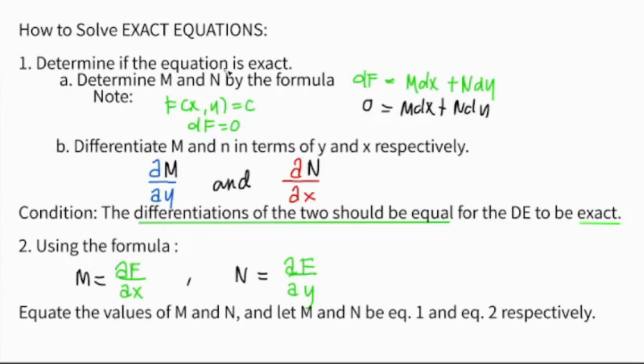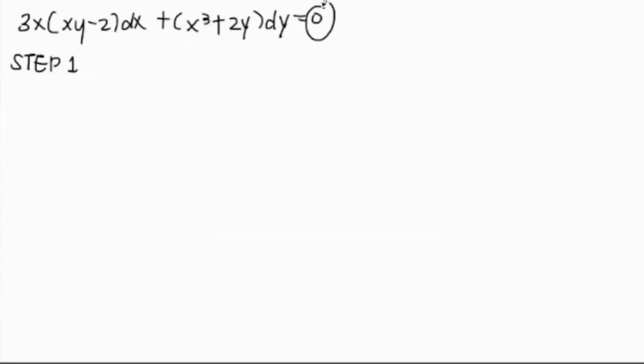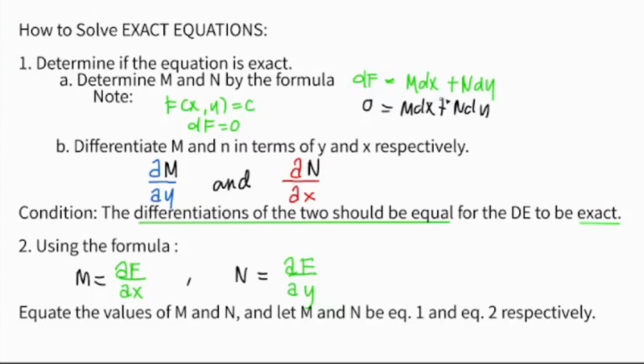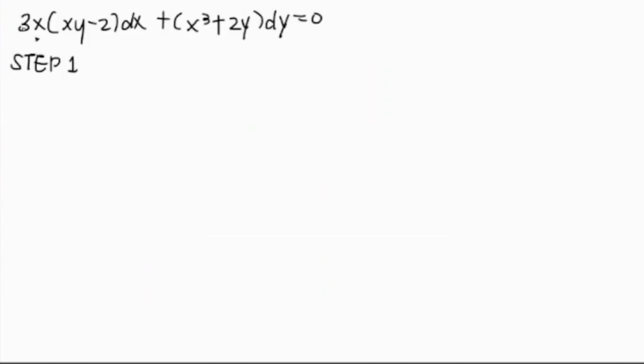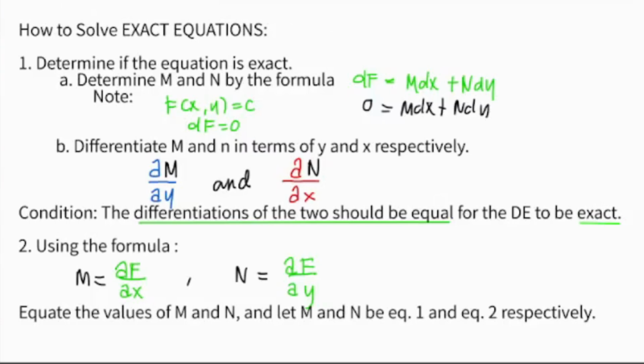Determine if the equation is exact. So, letter A is determine M and N by the formula df is equal to M dx plus N dy. So, may formula na df is equal to 0, so palitan natin siya ng 0, which is ito na yung df natin. And yung M dx plus N dy, ang M yung katabi ng dx at yung N katabi ng dy. So, hanapin natin yung M dito. Ito yung M at ito yung N, kasi yung N, yan yung katabi ng dy, di ba?